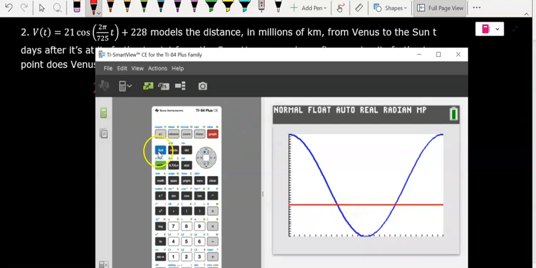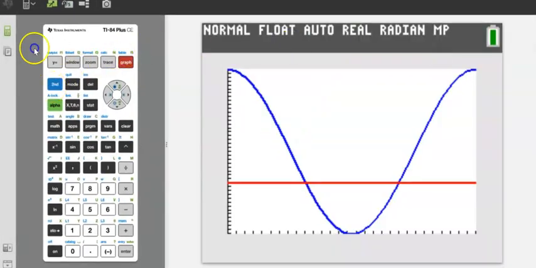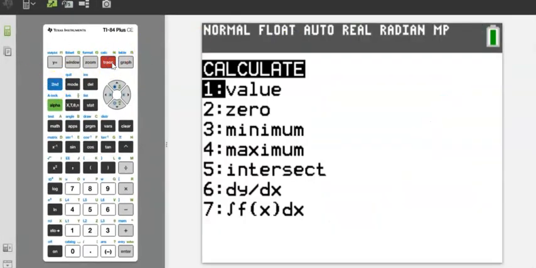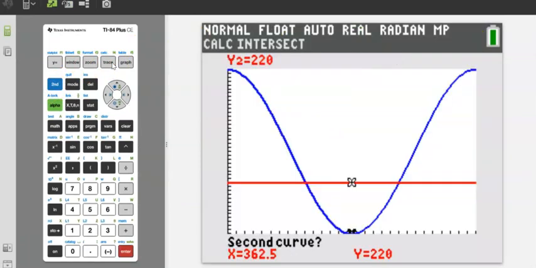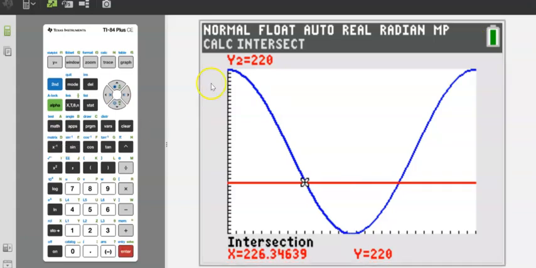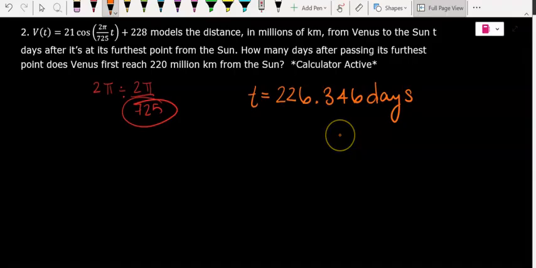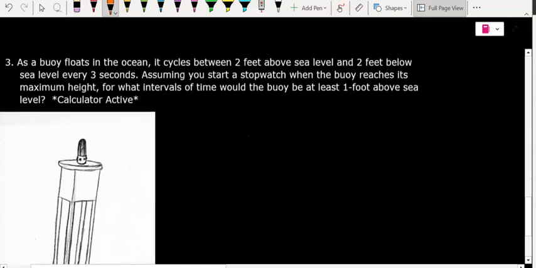And so in order to do that, I have to now go ahead and do my tracing, or really I'm going to do second calc. I'm going to find where these two equations intersect. If you need help doing this, please refer back to my 3.10 day 1 video. It's going to be right at the end. And I've got the intersection right here is 226.34639. And so that tells me it's going to take 226.346 days. So let's write that down. That's what we got, 226.346 days. Hooray, that was easy. All right, so now we've got this next one.